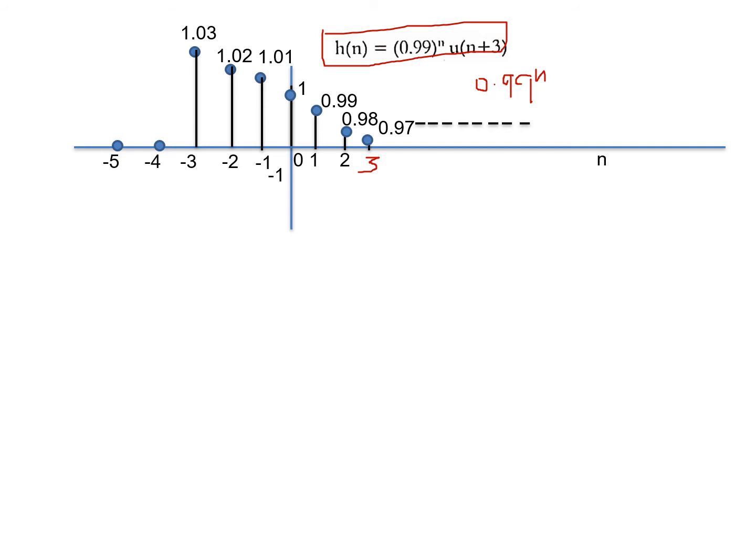As the value increases, see, it is a falling exponential, no. When it goes back, it increases. When you put n is equal to minus 2, you will get 1.02. When you put n is equal to minus 3, you will get 1.03.